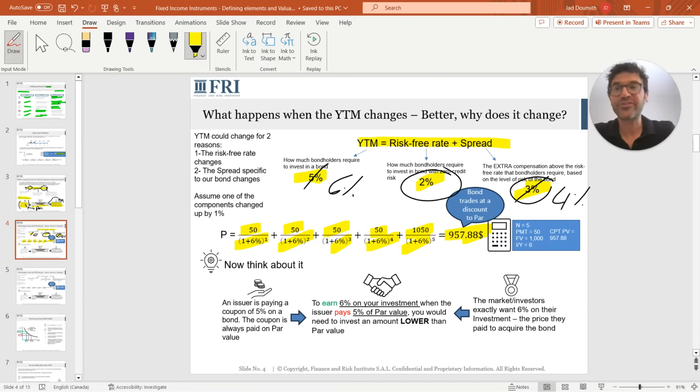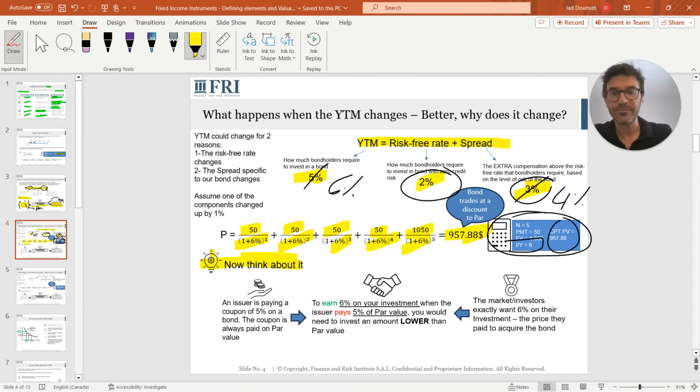So mathematically, it's really simple and obvious that when the yield to maturity goes up, the price goes down. You can confirm on your financial calculator by just changing the yield to maturity to 6 and then computing the price of the bond to see that the bond price is 957.88. But what interests me more is that you understand that beyond the mathematical evidence that if the discount rate goes up, the price will go down, this is what's actually happening in the market.